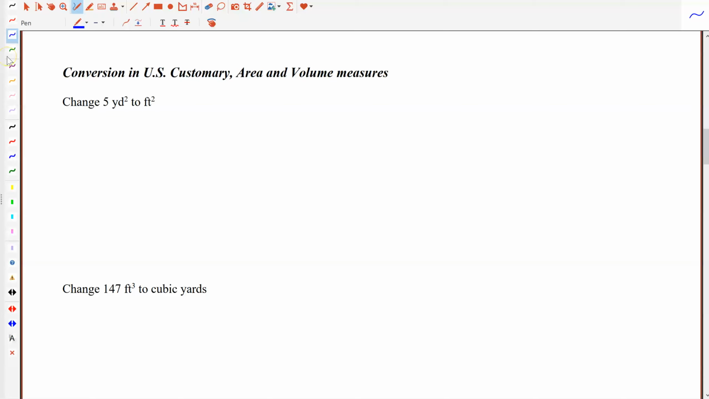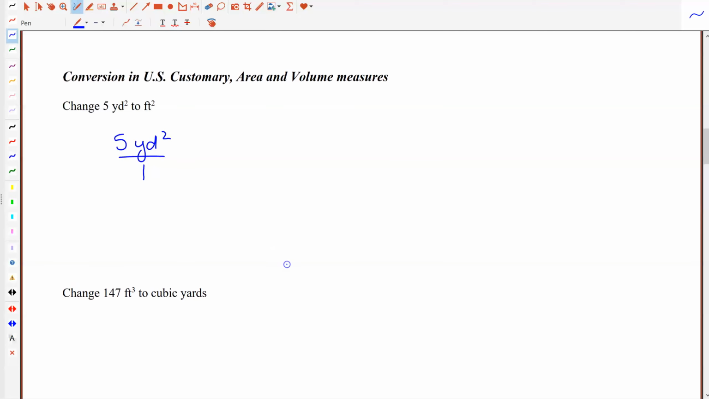What if we want to convert units in the US system where we're actually converting area or volume measures? There's a couple different ways to do this, but let's change 5 square yards to square feet. So again, whatever you're given, which is the 5 square yards, I'm going to put over 1. Now we can look at this as basically saying I have 2 yard units I have to convert out.